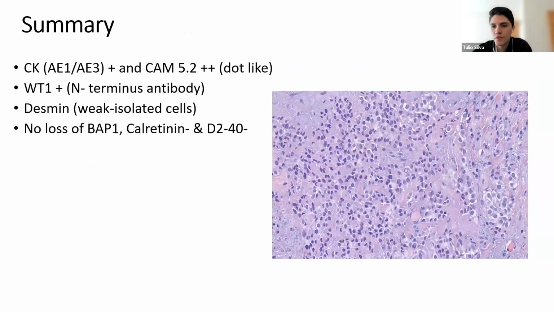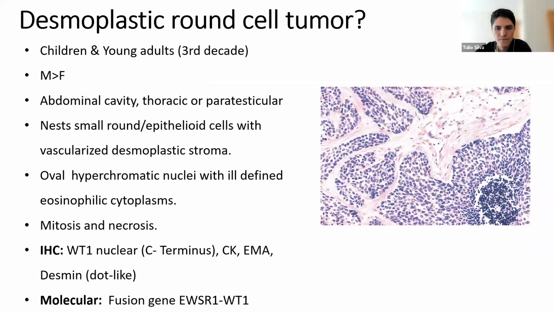Summarizing the most remarkable immunohistochemistry results, we have expression for pan-cytokeratins, expression for CAM5.2 in a dot-like pattern, WT1 positivity with the N-terminus antibody, also positivity in weak and isolated cells for desmin, no loss of BAP1 and beta-catenin, and D2-40 negativity. With these features, we considered the possibility of a desmoplastic round cell tumor given the location and the morphology. We thought it could fit with our tumor.